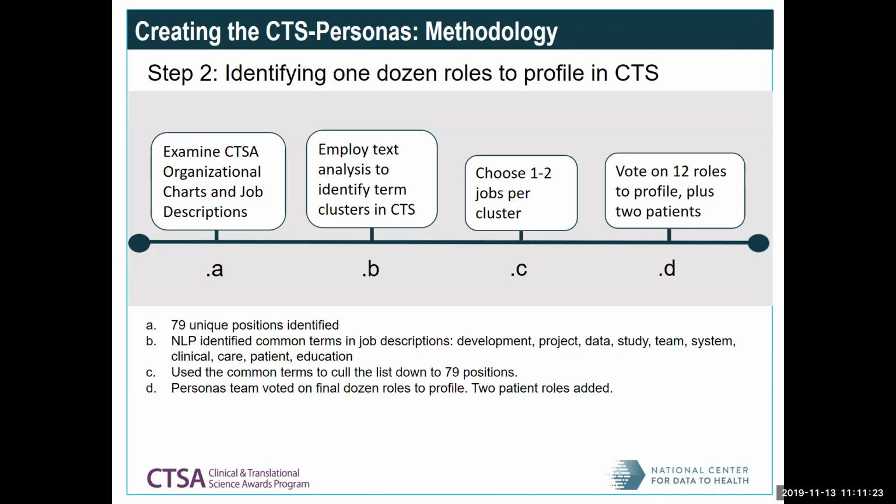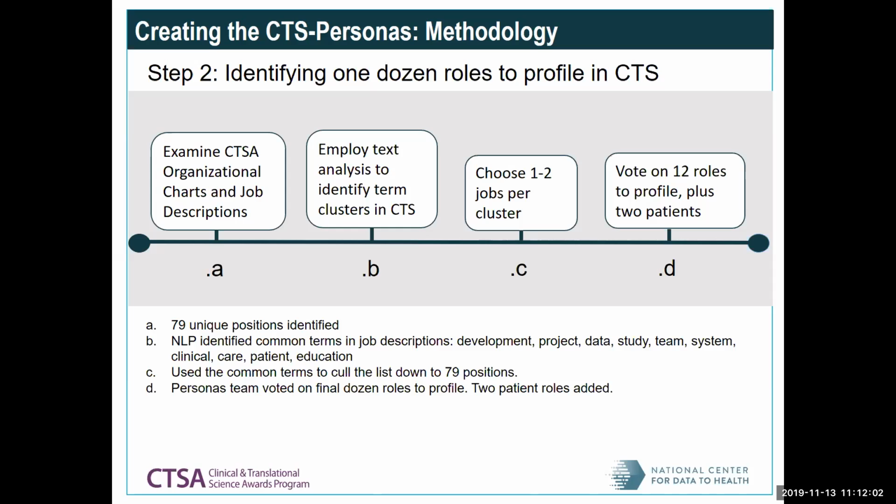First, we scoured the CTSA organizational charts and their staff websites across all CTSAs, and from that, we identified 79 unique positions. We found job descriptions for each of those roles, and we used natural language processing techniques to identify clusters of terms from the descriptions. So our goal here was to find the most commonly occurring terms because we believed that those would demonstrate key employment focuses currently in the CTSAs. Then we took those terms and we grouped the job titles that we found into clusters around them. So those are kind of quantitative approaches we took to analyzing this data.